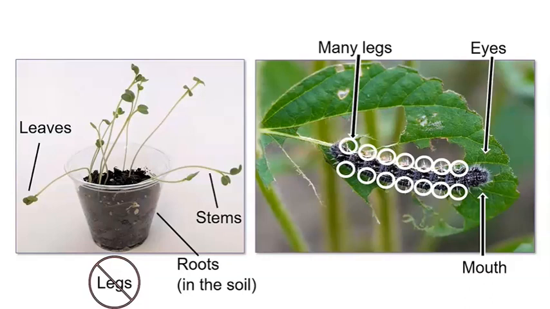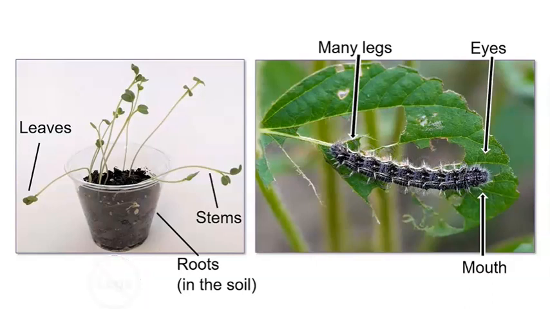Well, I think caterpillars need legs because caterpillars need to move around to find food. Plants stay in the same place, so they don't need to move around to find food. What about roots? Why do you think the plant has roots but the caterpillar doesn't? Well, the caterpillar takes in water with its mouth, but the plant takes in water with its roots. These different organisms have different characteristics because they have different ways to get what they need to survive.